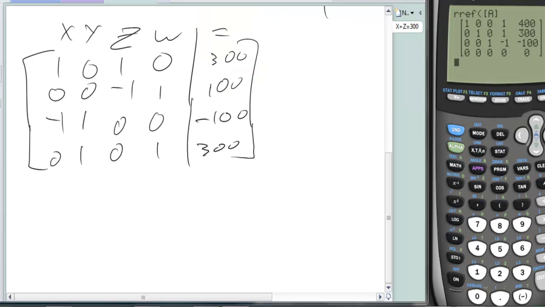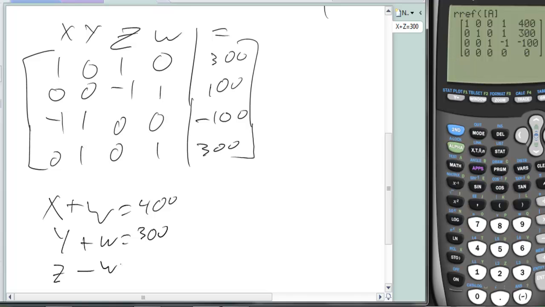Okay, so I just rearranged the screen a little bit so you can see both things at the same time. So now, the first equation is read as x plus w equals 400. Then I have y plus w equals 300, and then last but not least, z minus w equals negative 100. So now, to write these in terms of w, it means I'm going to solve for x, solve for y, solve for z.